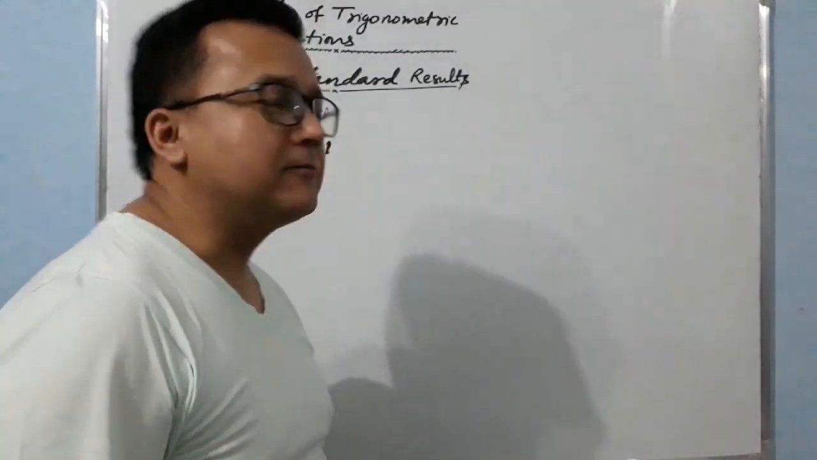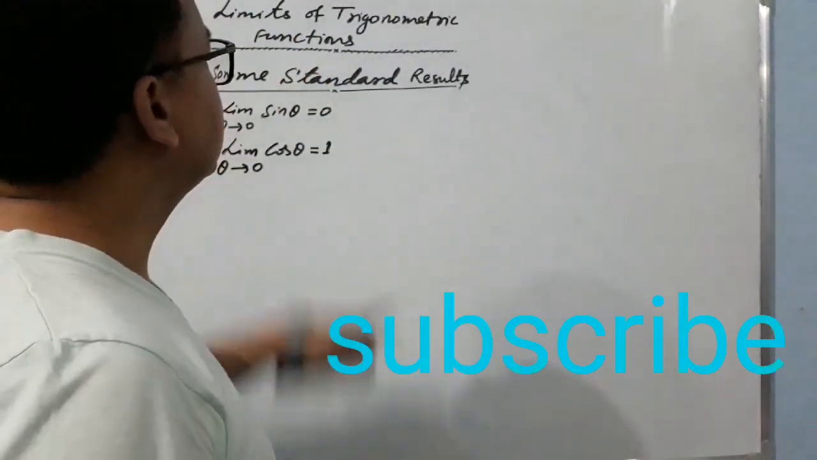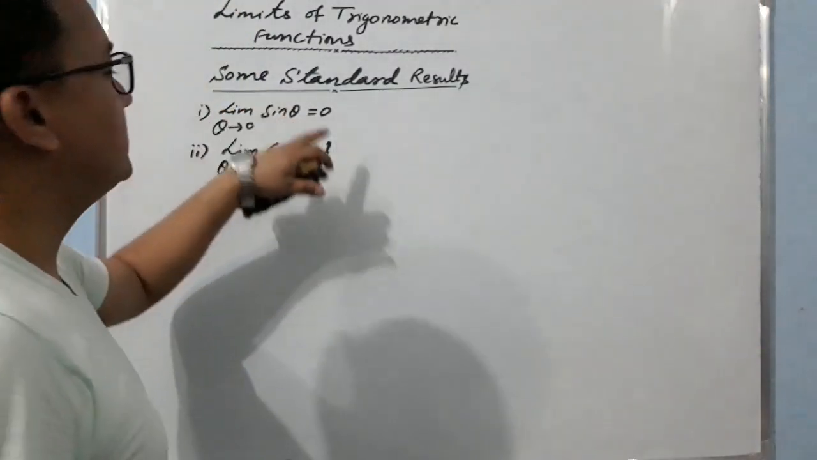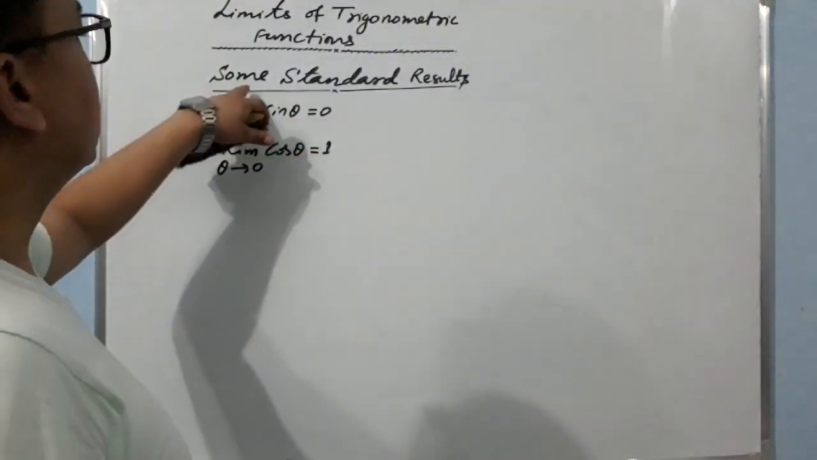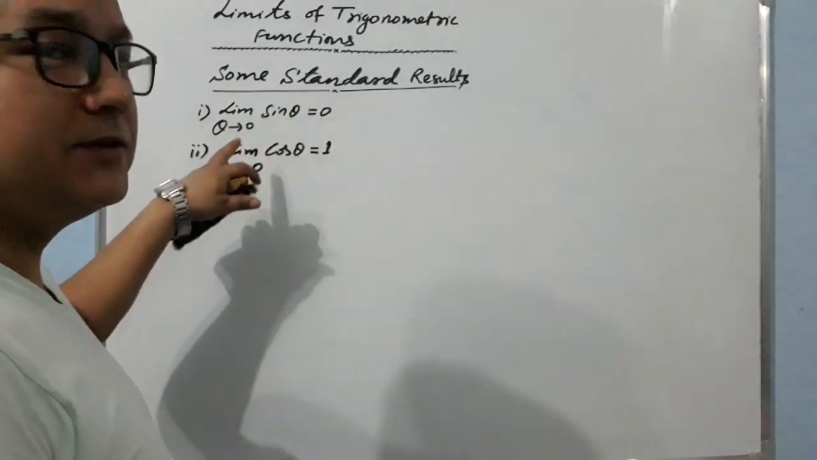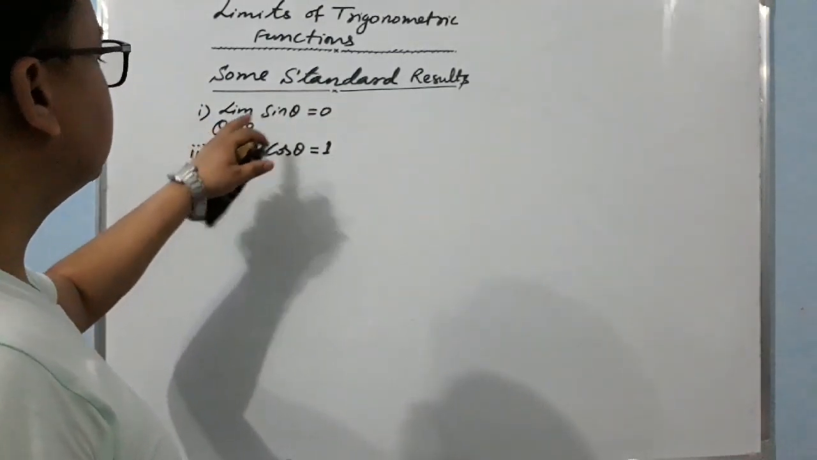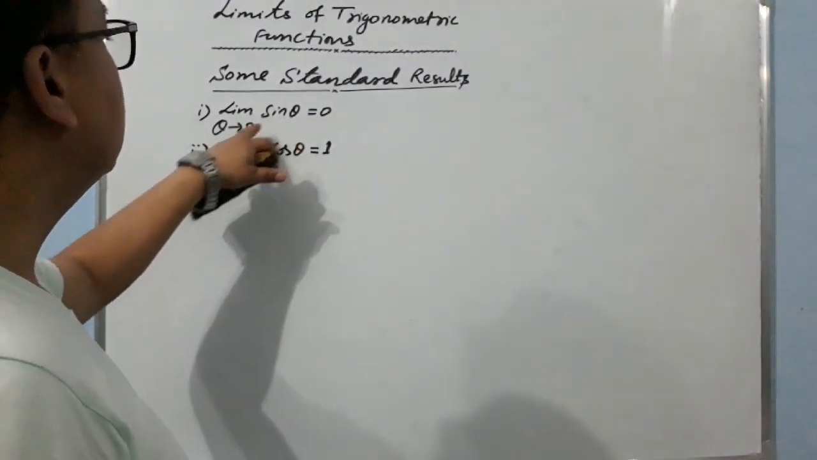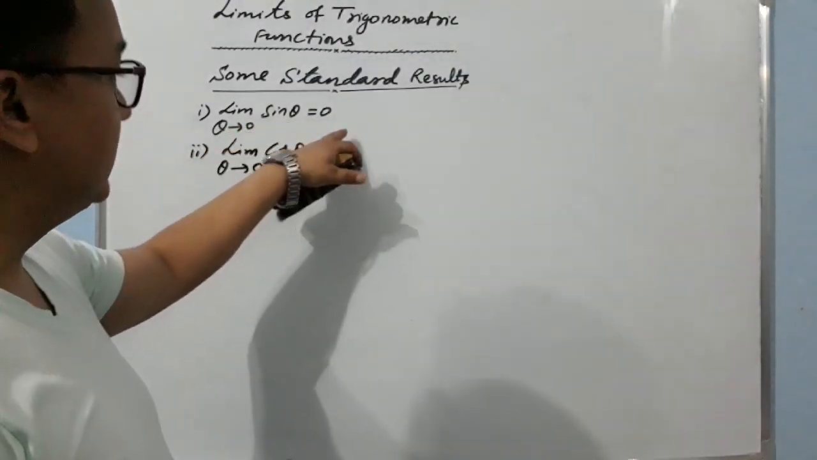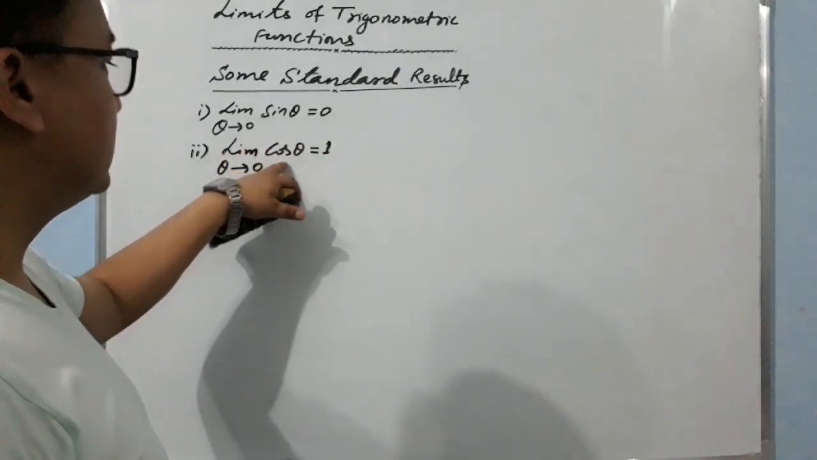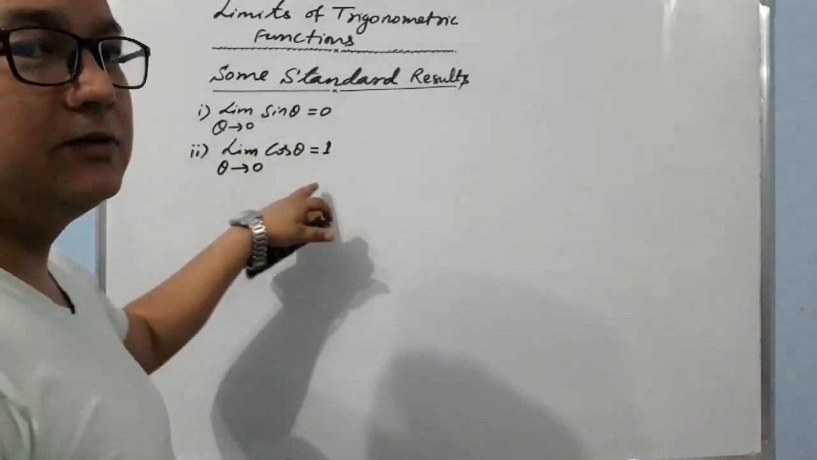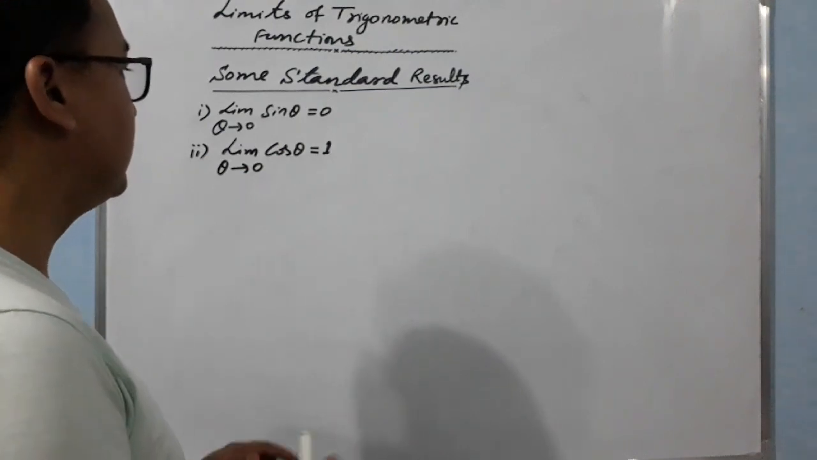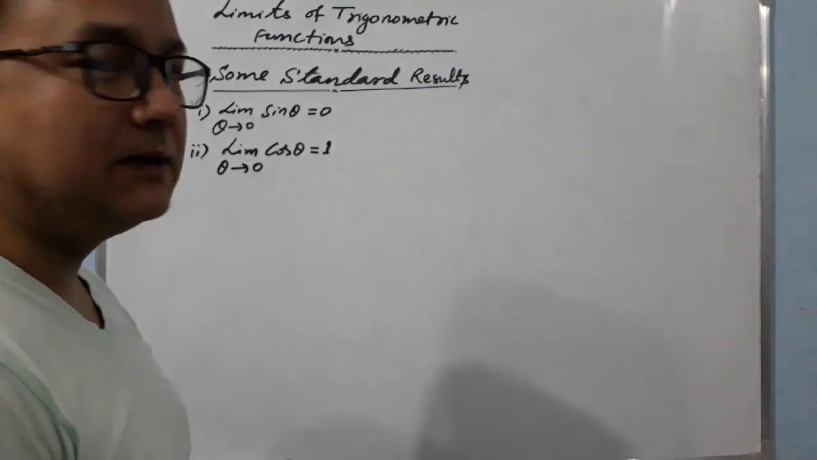Today we'll study limits of trigonometric functions. In limits of trigonometric functions, firstly we'll discuss some standard results. Here, in some standard results, I have taken the limit of sine theta as theta tends to 0 is 0, and the limit of cos theta as theta tends to 0 is equal to 1. We will see how they are 0 and 1 respectively.